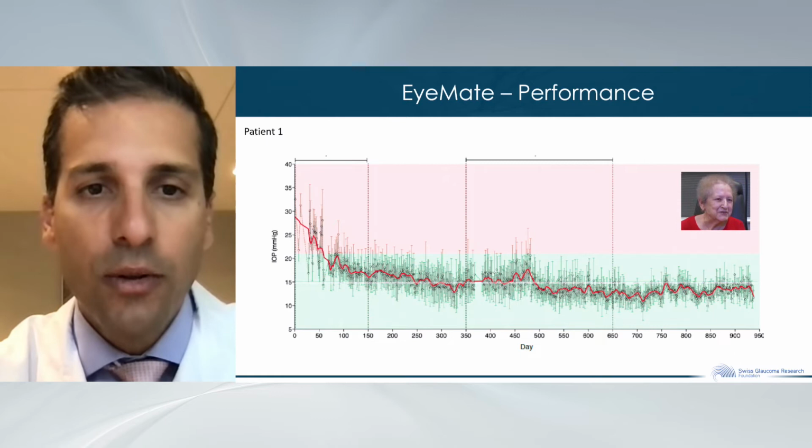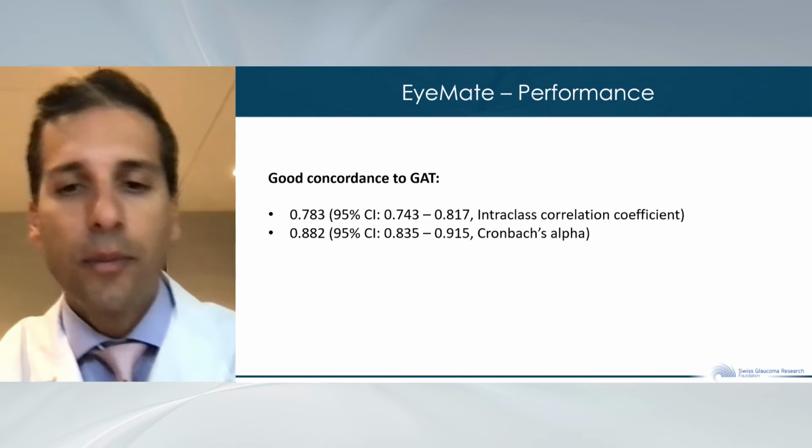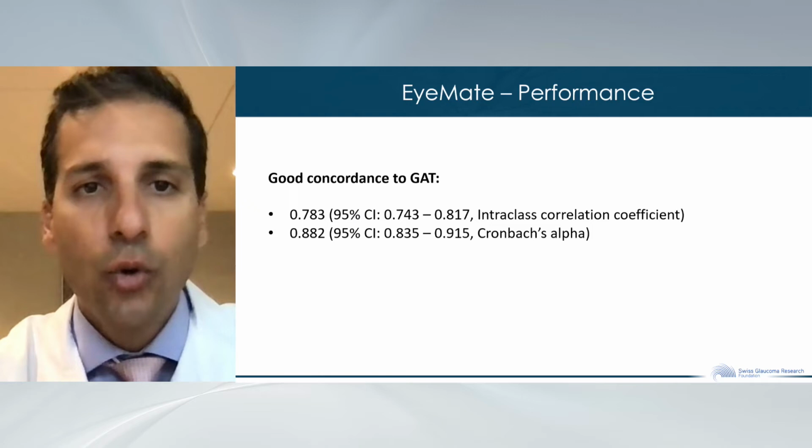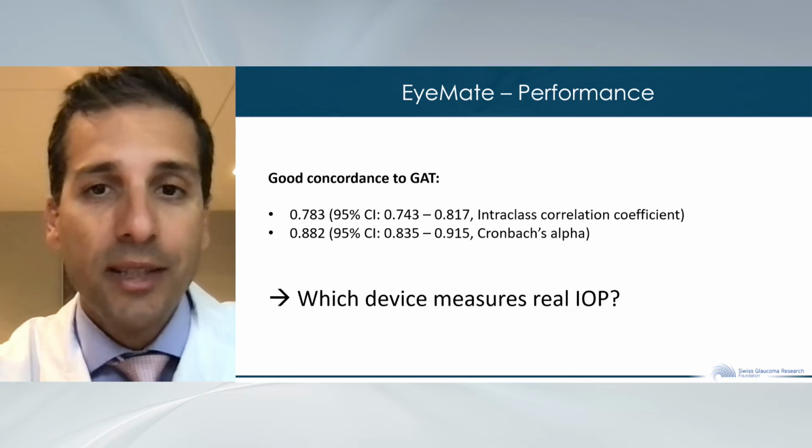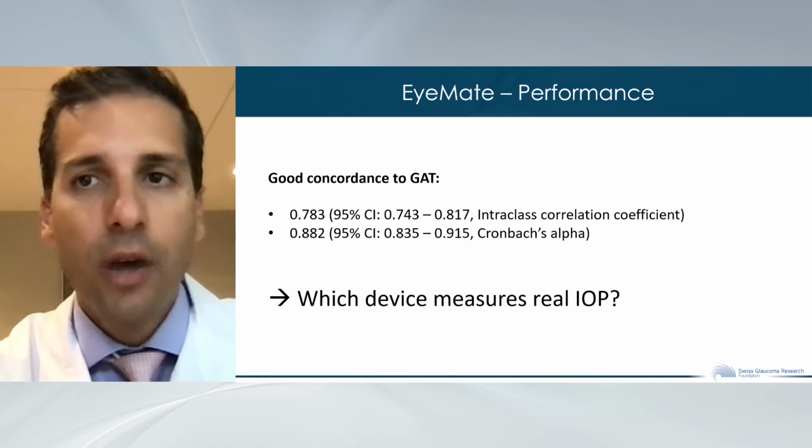Next slide. Now, the measurements were compared to GAT using different statistical methods. As you can see here, the concordance to GAT was pretty good, between 0.7 and 0.8. And you could argue, next slide, that Goldmann may not be better because it doesn't really measure in the eye, but through the cornea. So is it the right comparator? We don't know. However, this is what we need to use for regulatory purposes.